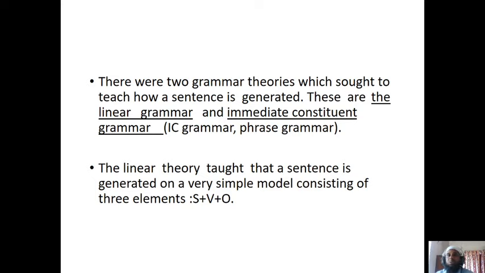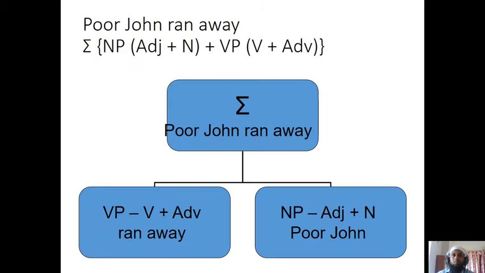There are two grammar theories which sought to teach how a sentence is generated. These are the linear grammar and the immediate constituent grammar. The linear theory taught that a sentence is generated on a very simple model consisting of three elements: subject, verb, and object. So you have a subject at the beginning, then you have a verb and their object. Here you have another example. Poor John ran away.